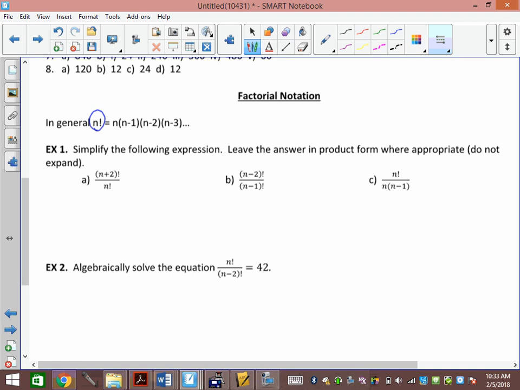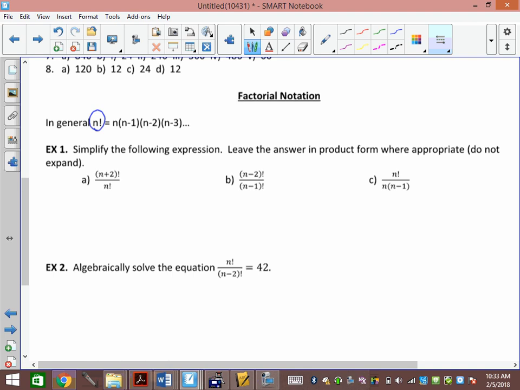So we're going to simplify the following expressions. Leave your answers in product form. That means don't FOIL them together. There's no point. Okay? So if you have n plus 2 and n plus 1, n, you just leave them like that. You're not going to FOIL them all together. Okay? So do not expand them.